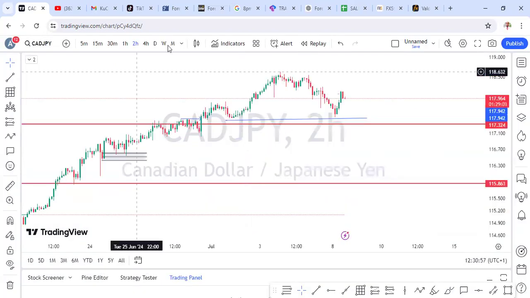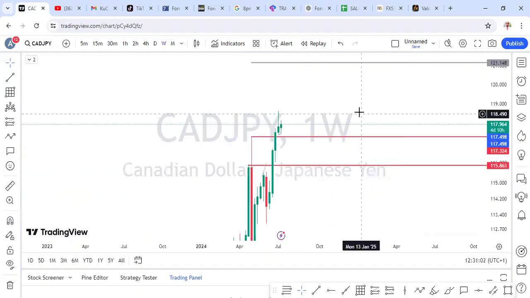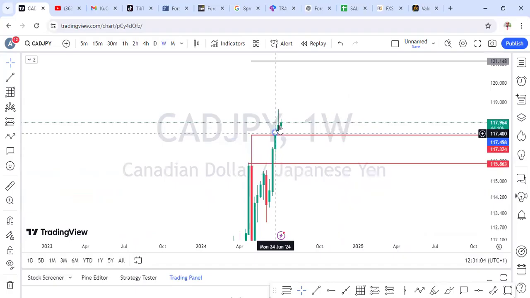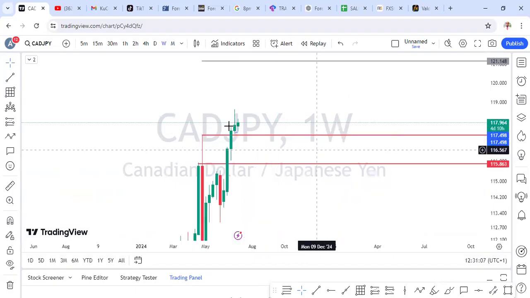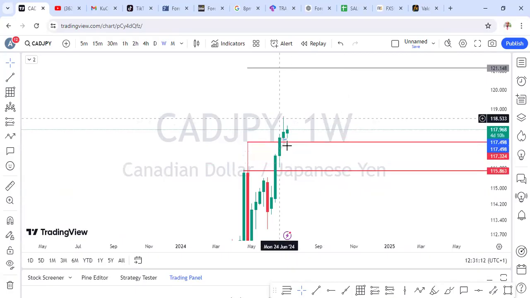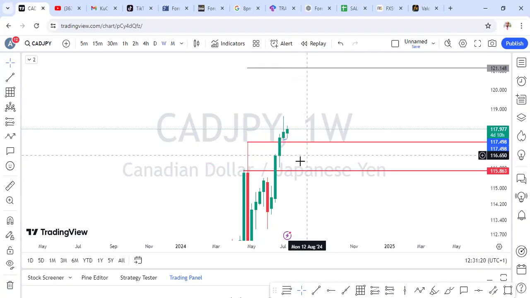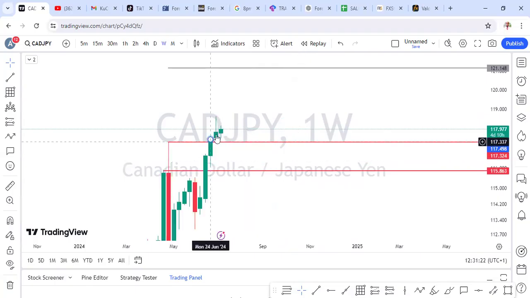So CAD JPY also, let's look at it from the weekly. We are bearish, the same scenario. Some people may say this is a pin bar, but I will not call it a pin bar because it did not close on a key support. It's closing above a support. So this is a continuation pin bar.